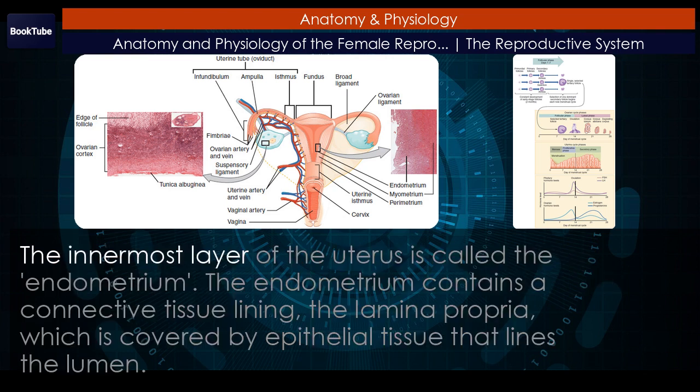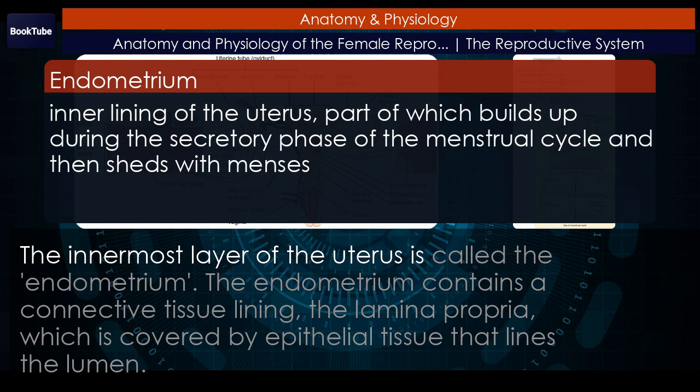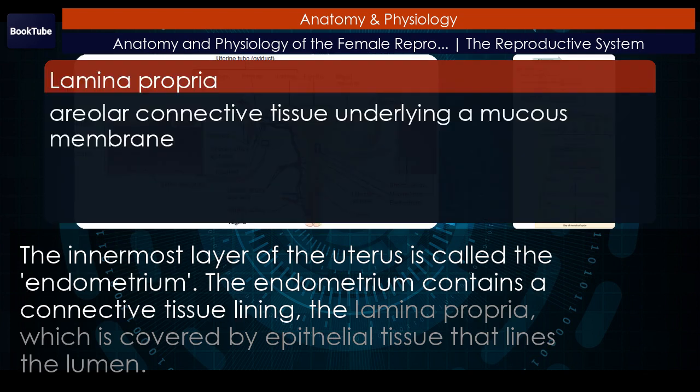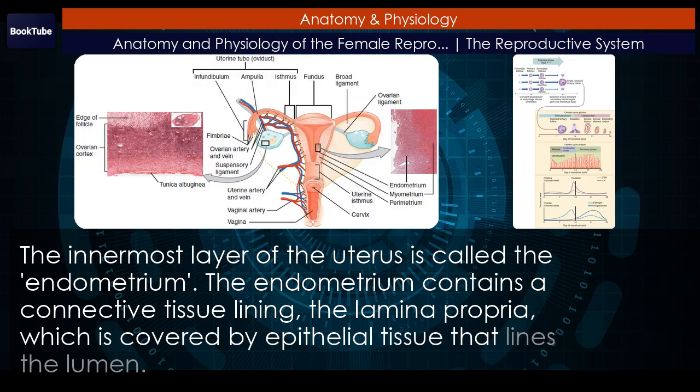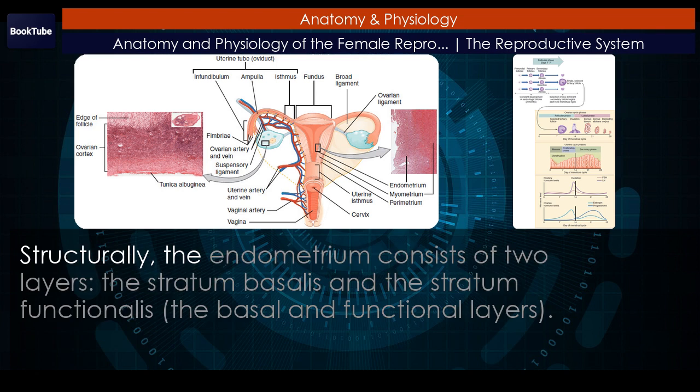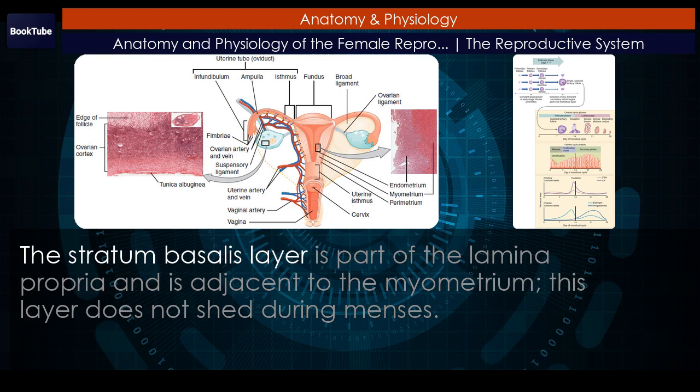The innermost layer of the uterus is called the endometrium. The endometrium contains a connective tissue lining, the lamina propria, which is covered by epithelial tissue that lines the lumen. Structurally, the endometrium consists of two layers, the stratum basilis and the stratum functionalis, the basal and functional layers. The stratum basilis layer is part of the lamina propria and is adjacent to the myometrium. This layer does not shed during menses.